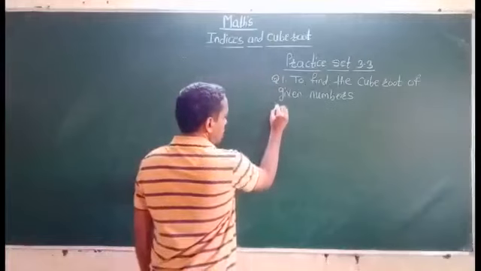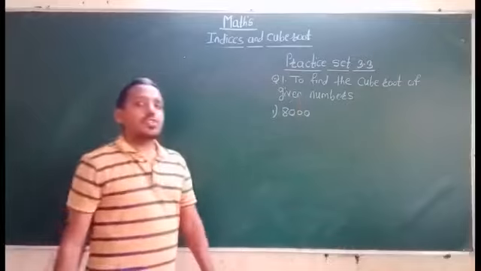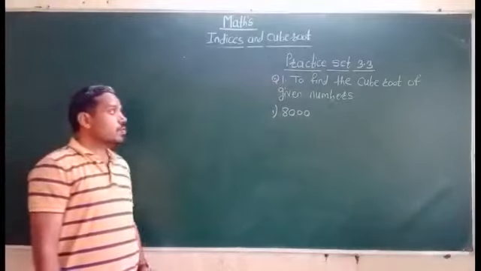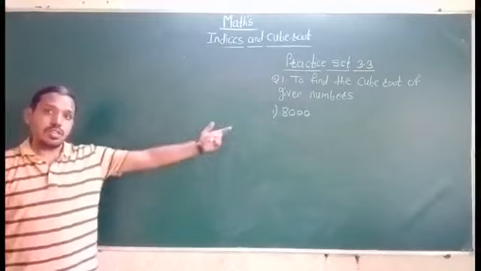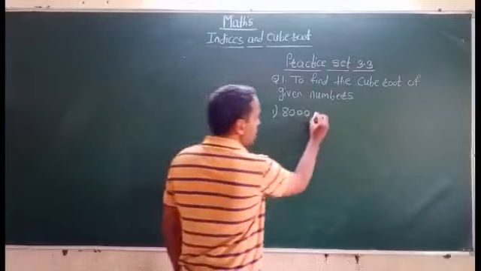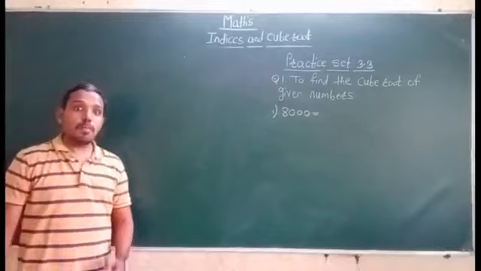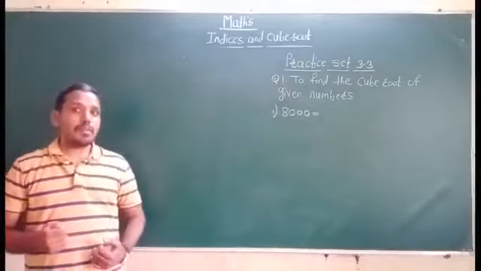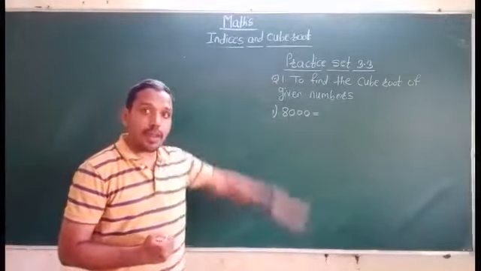The first number is 8,000. We have to find the cube root of 8,000 by using the prime factor method. How can we find the cube root of 8,000 by the prime factor method? We will solve this example by two methods. The first method we will learn is the prime factor method.